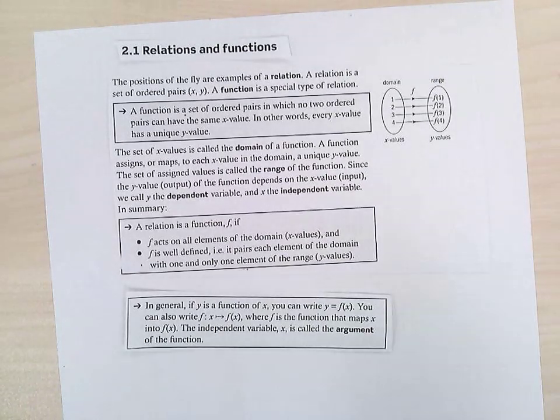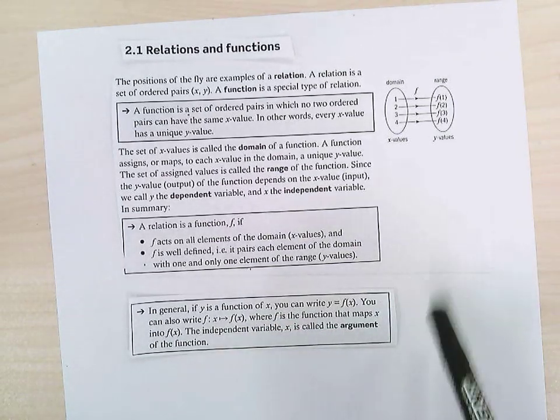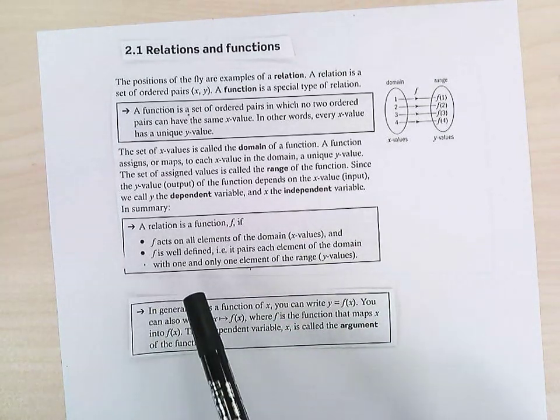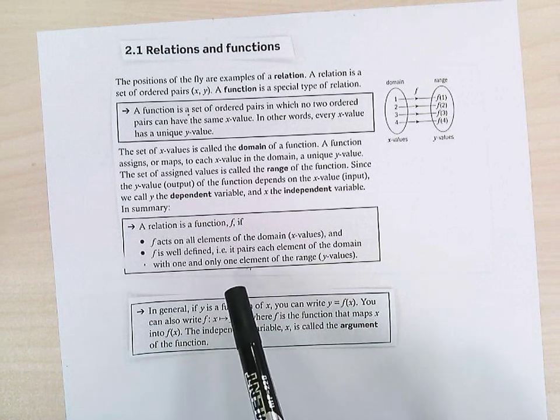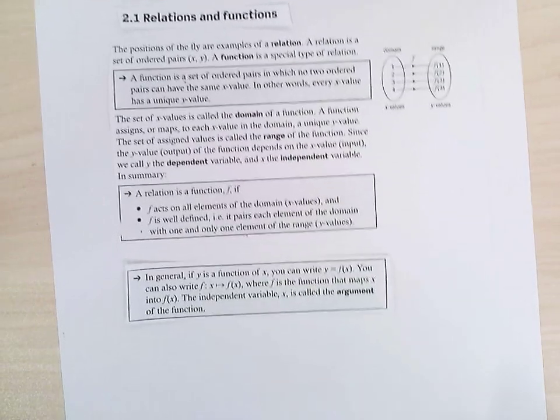It also says here a relation is a function f if f acts on the elements of the domain, the x values, and if f is well defined, i.e. it pairs each element of the domain with one and only one element of the range, the y. It's another way of looking at what a function is.